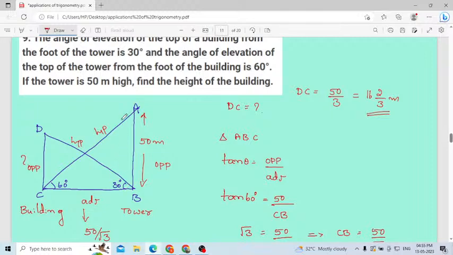Then they are given in the question, the height of the tower is 50 meter. Then you have to calculate the height of the building DC. Consider the bigger triangle here, triangle ABC. You know tan 60 degree will be equal to opposite divided by adjacent. Opposite is 50, adjacent write CB as it is.